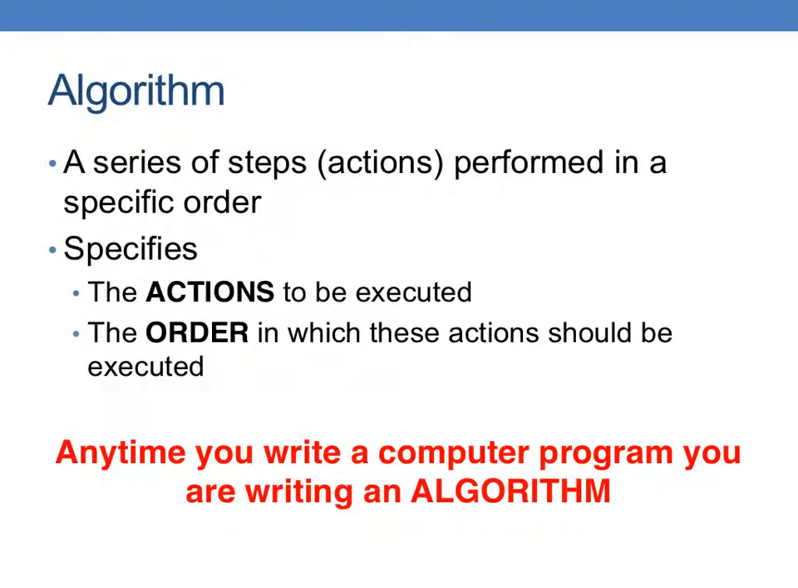So to begin, we need to define the word algorithm because algorithms are really the main focus of computer science. It's why computer science exists in the first place. So an algorithm is a series of steps or actions that are performed in a very specific order. So the 2 things you need to know are they are steps in an order. And you can see that down here, the 2 key aspects. The actions need to be executed, and there is an order in which they need to be done. So that's the big key parts of an algorithm.